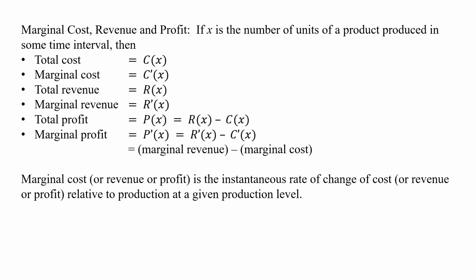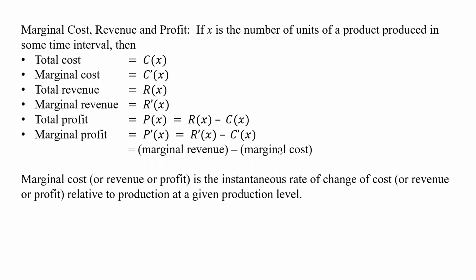Now, total profit, that's usually P of X, which is just our R of X, our revenue, minus our cost. And so then our marginal profit is basically just the derivative of P, or what we can do is take the derivative of R minus the derivative of the cost. So basically it's your marginal revenue minus your marginal cost, and that will give you your marginal profit. Now, the marginal cost or revenue or profit is really that instantaneous rate of change of cost or the revenue or the profit, depending on which one we're looking at, relative to production at a given production level.